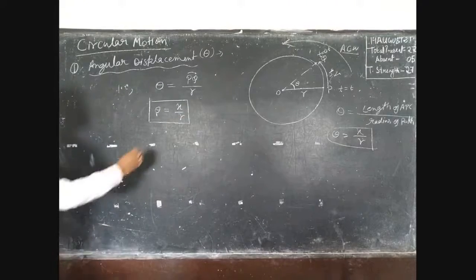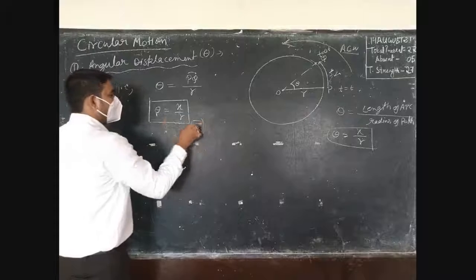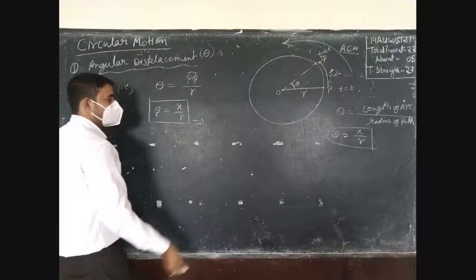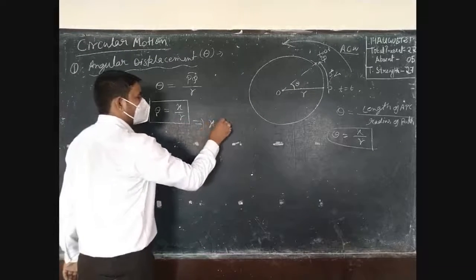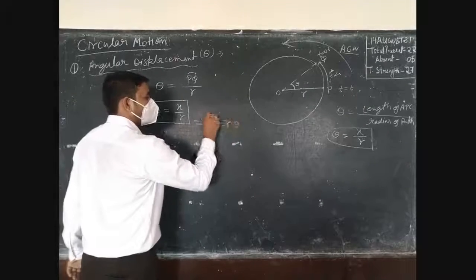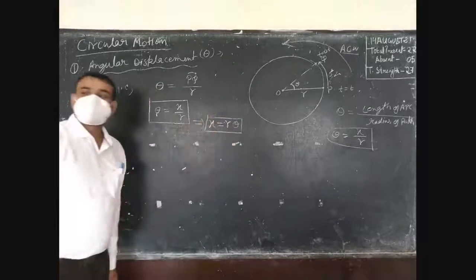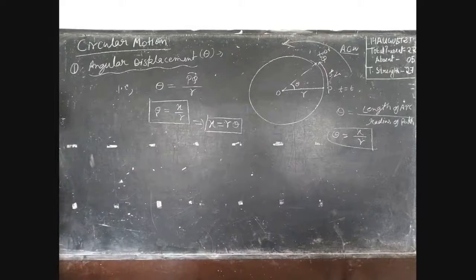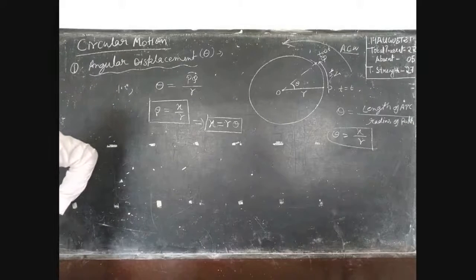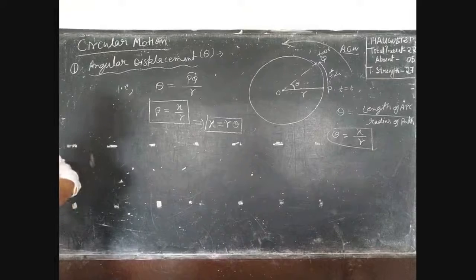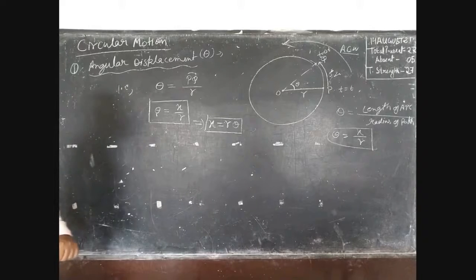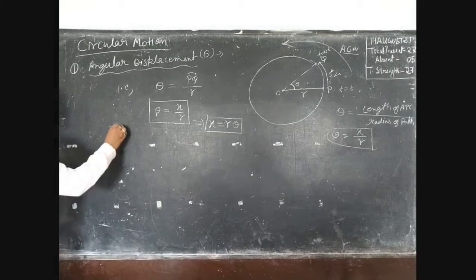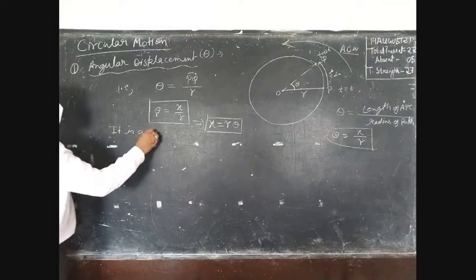Now we can write it in the form of linear displacement as x is equal to r theta. This relation is known as the linear and angular displacement relation. It is a vector quantity.